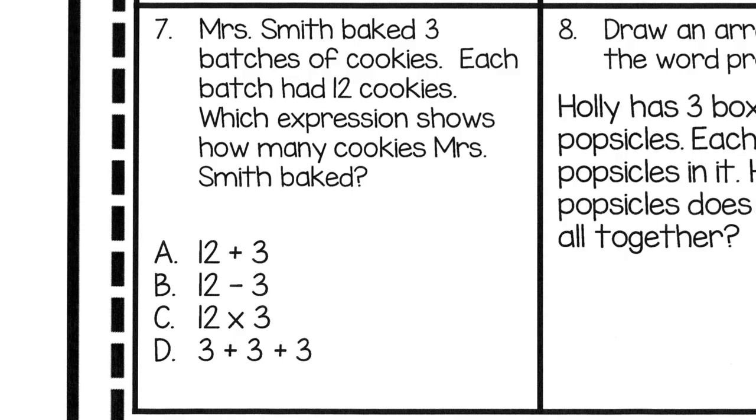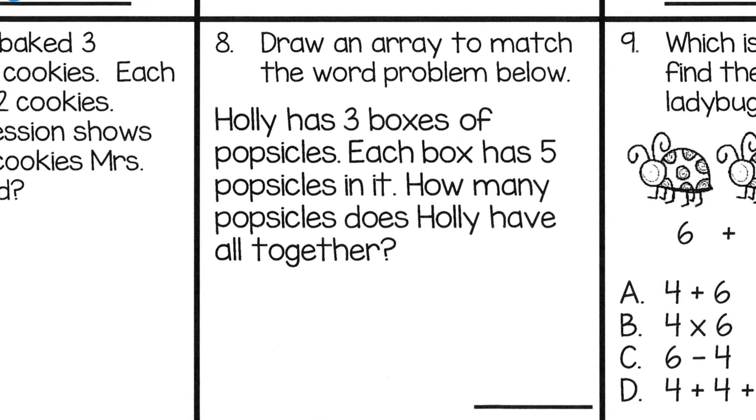And just to make sure we're on the same page, this says, Mrs. Smith baked 3 batches of cookies. Each batch had 12 cookies. So we're trying to figure out which one of these expressions would give us the right answer. 3 batches of cookies, 12 in a batch. So how many times am I going to count 12? I'm going to count it 3 times. Okay, and I'll let you choose the correct answer for number 7. Pause this video.